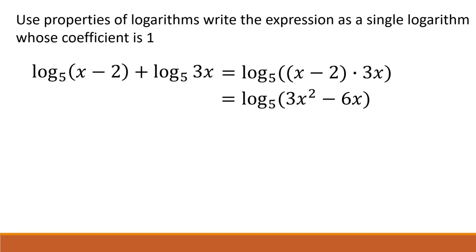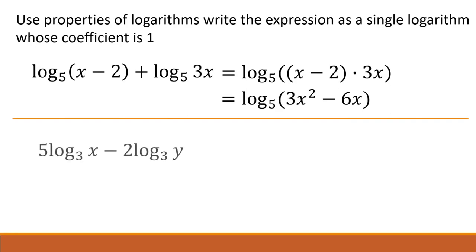Now we'll just multiply those two expressions in the parentheses to get the log base 5 of 3x squared minus 6x. Here's another example: 5 times the log base 3 of x minus 2 times the log base 3 of y. Once again, we have two expressions that we'd like to write as a single logarithm. Each of those terms has a coefficient that isn't 1. So let's go ahead and take those coefficients and move them up as exponents.